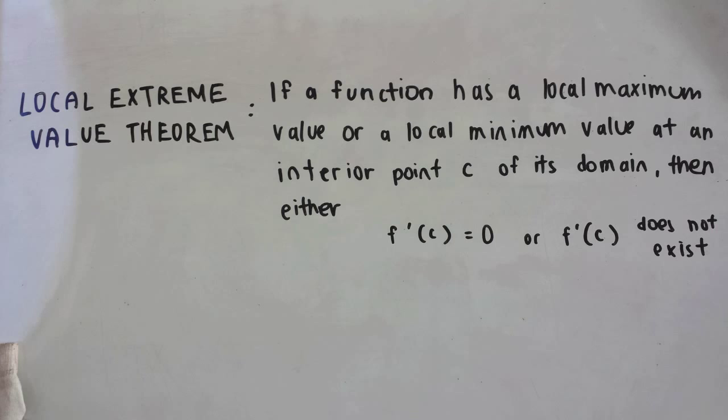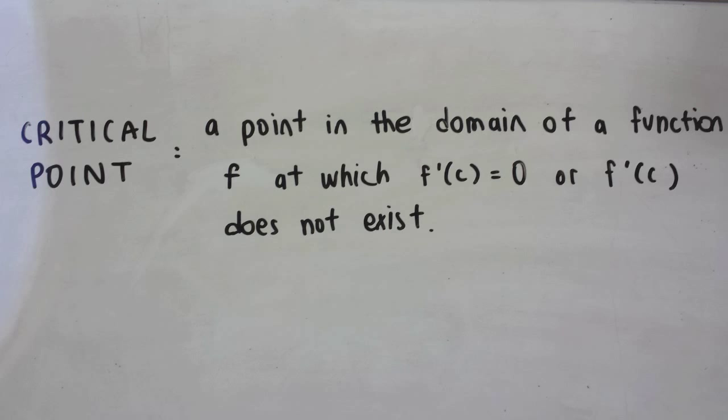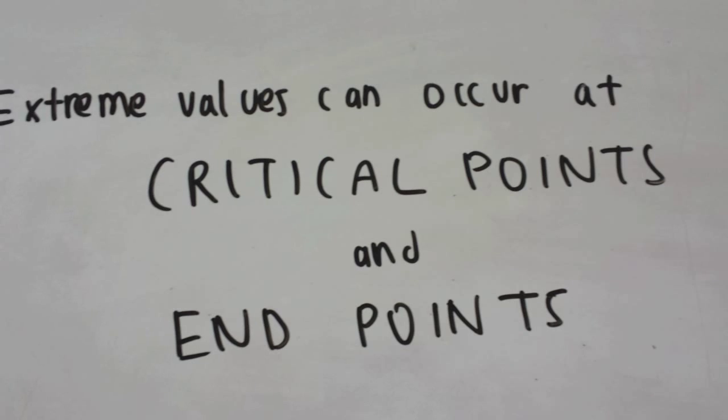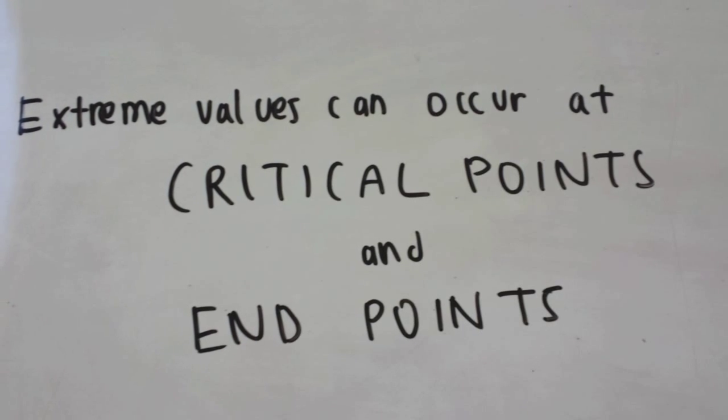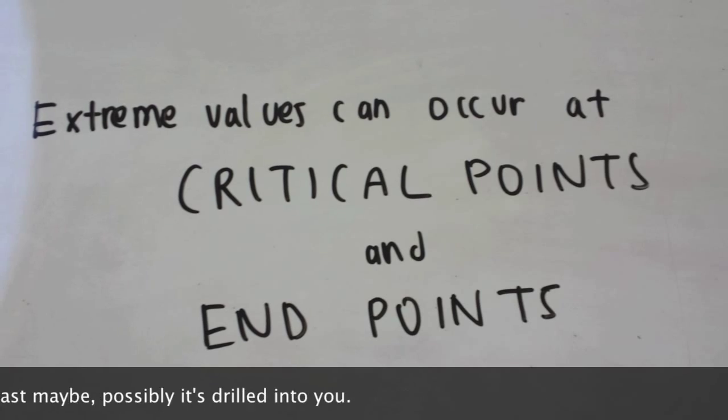Local extreme value theorem. If a function has a local maximum value or a local minimum value at an interior point c of its domain, then either f prime of c equals 0 or f prime of c does not exist. Critical point. A point in the domain of a function f at which f prime of c equals 0 or f prime of c does not exist. So what you should know is extreme values can occur at critical points and endpoints, okay?